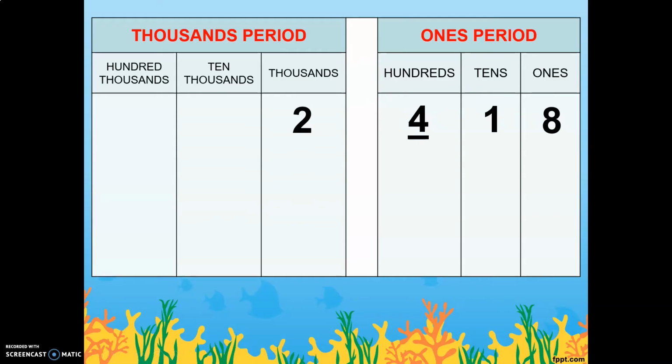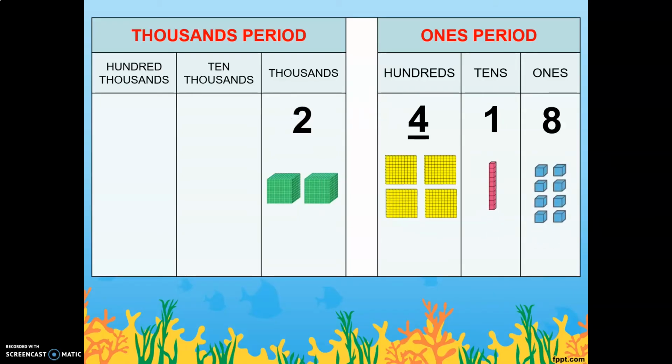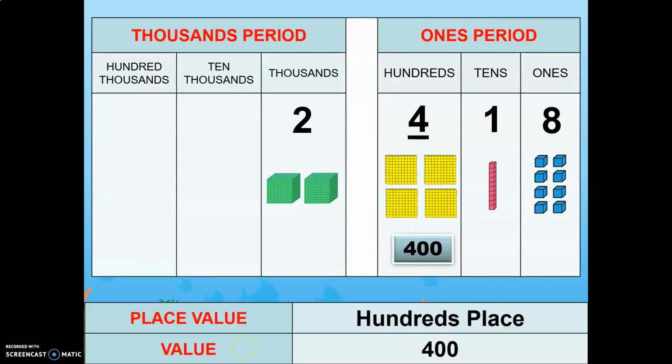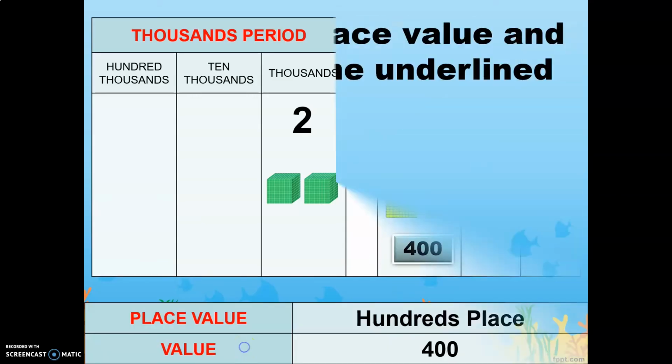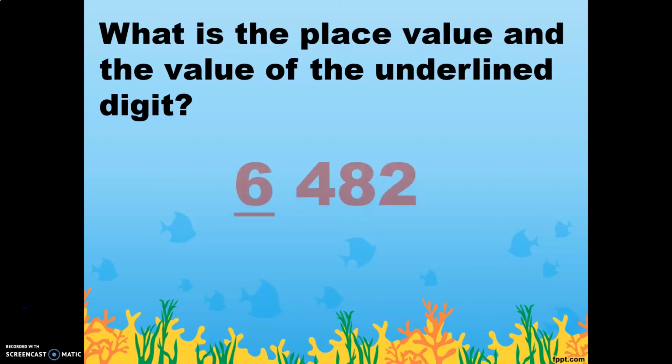How about its value? Let us use base 10 blocks to identify the value of 4. Using the base 10 blocks, we represent 2,418 using 2 cubes, 4 flats, 1 rod, and 8 units. Now let's focus on the digit 4. Remember, each flat is counted as 100. Since we use 4 flats, it means the value of digit 4 is 400.